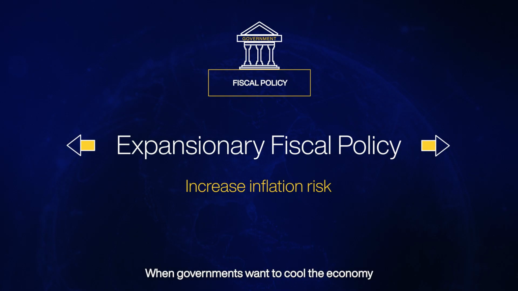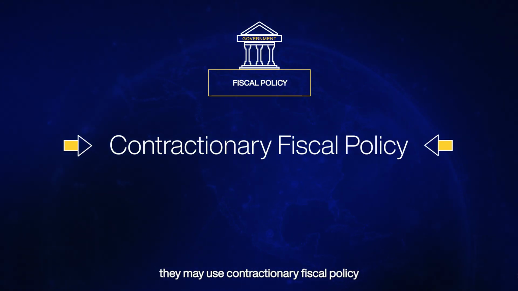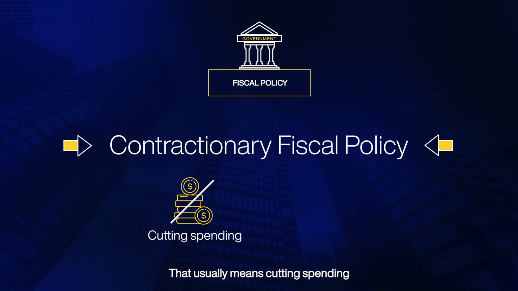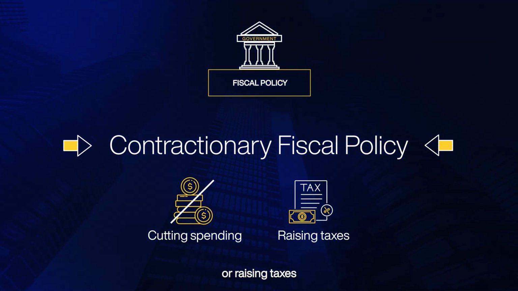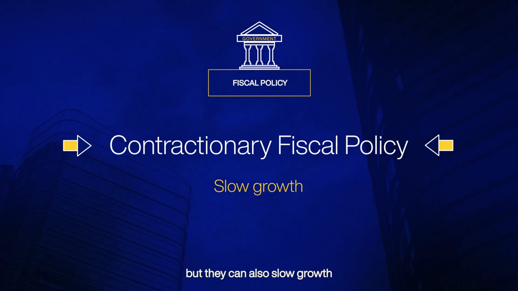When governments want to cool the economy or reduce deficits, they may use contractionary fiscal policy. That usually means cutting spending or raising taxes. These measures can help reduce inflationary pressure, but they can also slow growth.